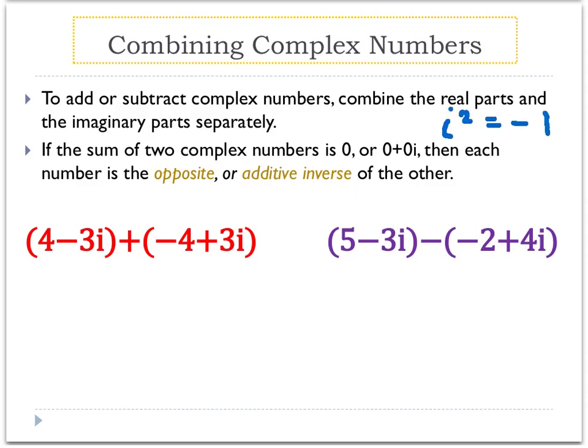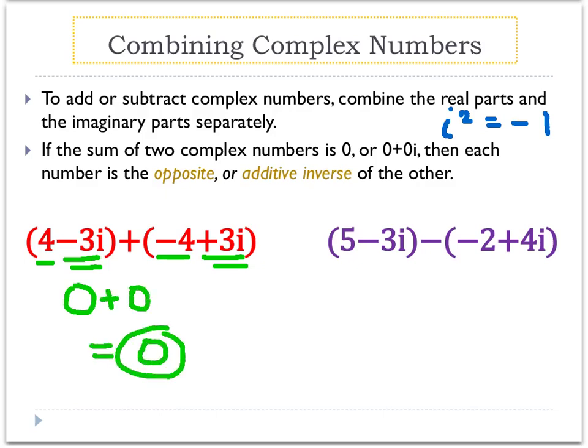So whenever I'm adding or subtracting, we add and subtract just like we normally would, except we're going to combine like terms. So real part to real part, imaginary part to imaginary part. Here, if I'm adding these together, the parentheses aren't really doing much because this is addition in the middle. So really I'm going to do real part to real part. So 4 minus 4 is 0. And then imaginary part to imaginary part, which is negative 3i plus 3i is 0. So I'm just going to get 0 for that. Okay.